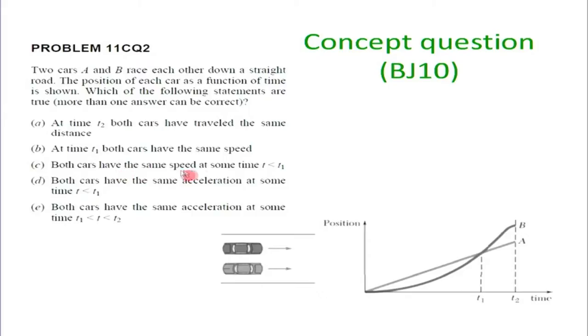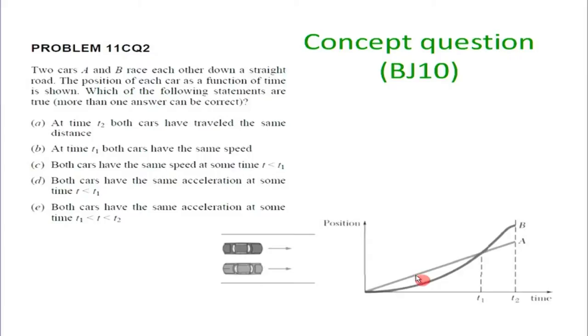C, both cars have the same speed at some time T less than T1. Now this is a very interesting problem in calculus. So for both cars to have the same speed, what should they have? That the slope of this curve, this is a straight line, so this slope should be equal to the slope of this curve at some intermediate point between 0 and T1. Will that be true? Clearly, you just take this line and slowly start sliding it parallel to itself.